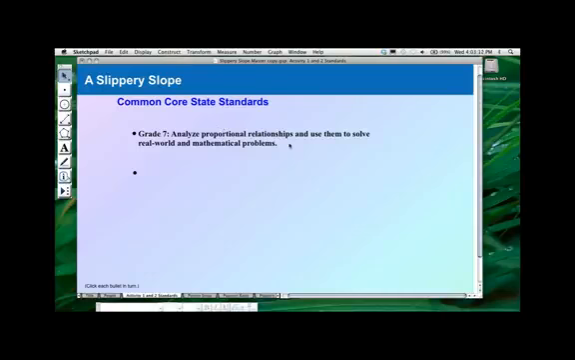Okay, so here we don't even have the word slope. It's just about proportional relationships. And in grade 8, understand the connections between proportional relationships, lines, and linear equations. I think in this group of standards, the word slope is introduced. So we'll be focusing on middle school level activities.